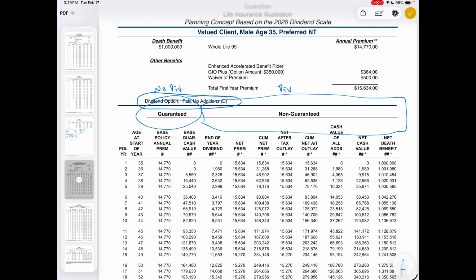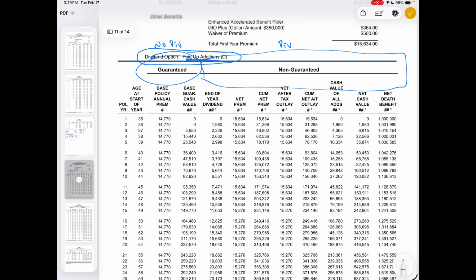And though I've written on it a little bit here, we can see on this ledger, it is telling us the dividend option chosen is the option to purchase paid up additions. This being a whole life insurance ledger, one of the most looked at features of whole life insurance is dividends, and we can see a projection of how dividends will be paid on this particular policy over time.